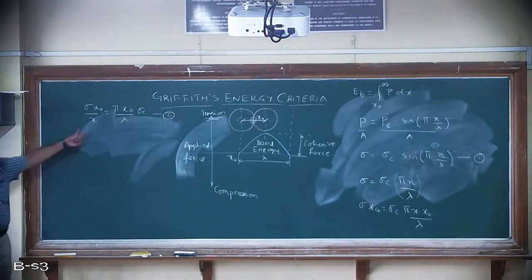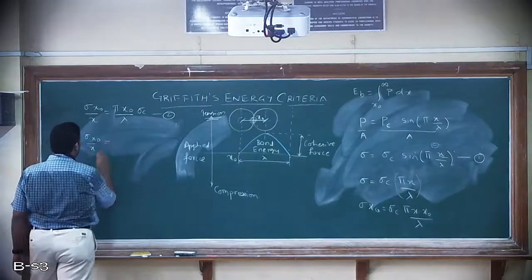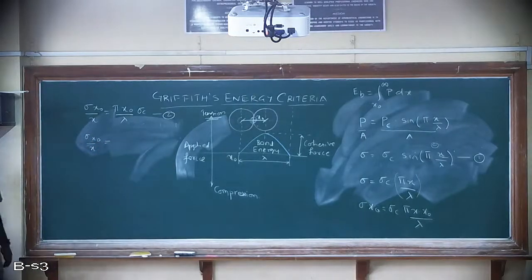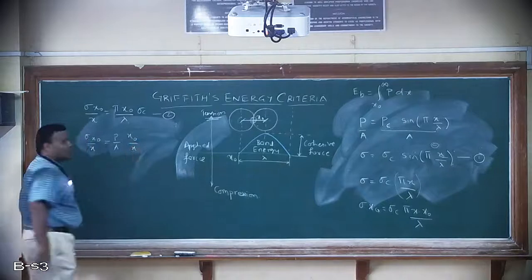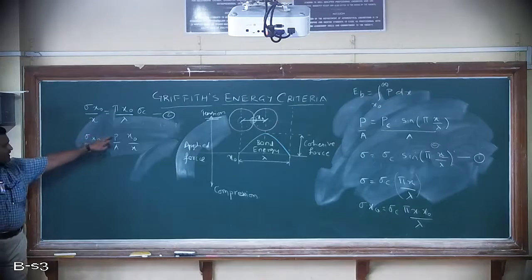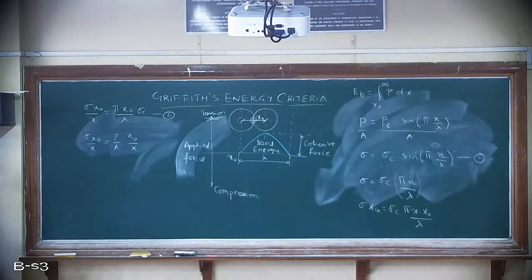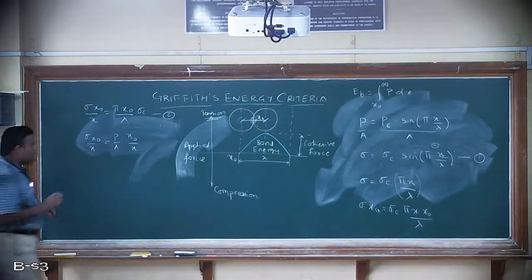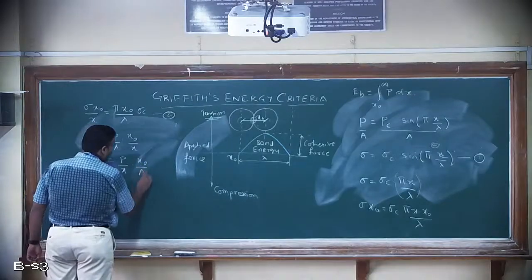So let us focus only on the LHS of equation 2. The LHS is sigma x naught upon x. For this, I can write sigma as P by A into x naught by x. Do you agree with this? I have taken only this LHS, and the sigma I have taken as P by A, and x naught by x I have kept as it is. So I'll rearrange these terms: this I can write as P by x into x naught by A.